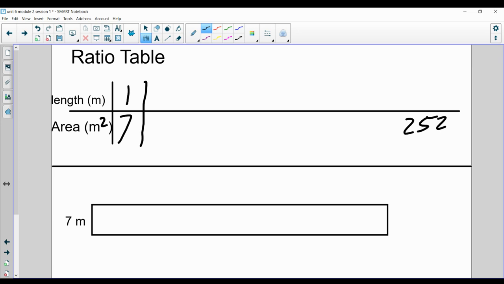So if I did that and I wanted to build up, I do 1 times 7. All right, I'm going to go up to 10 because if I know my 1, I know my 10. And that's going to become 70. And I could double that.